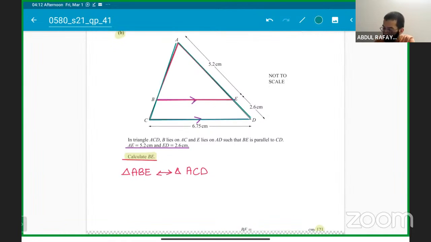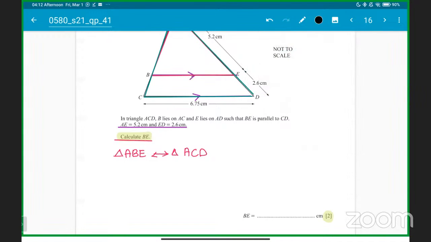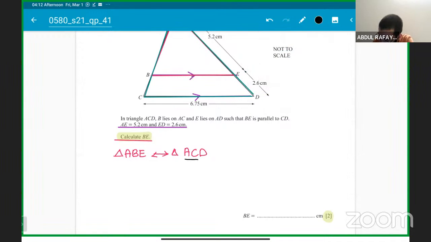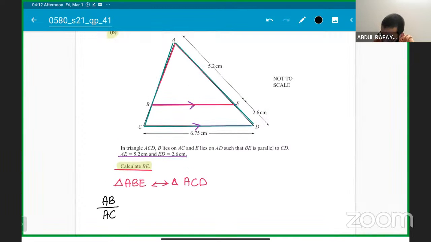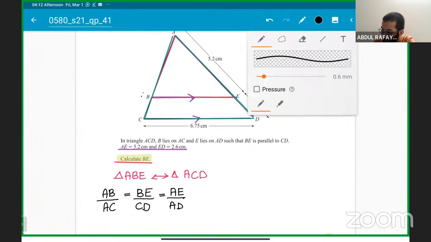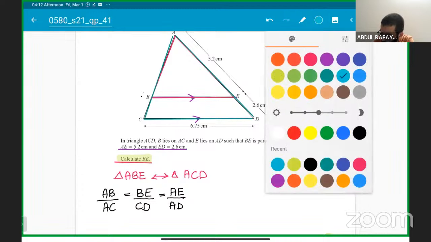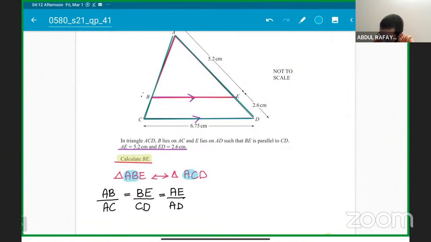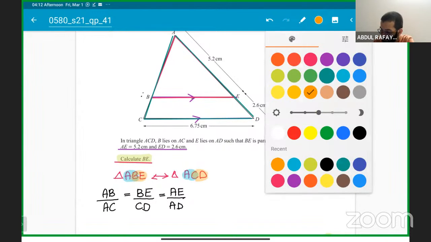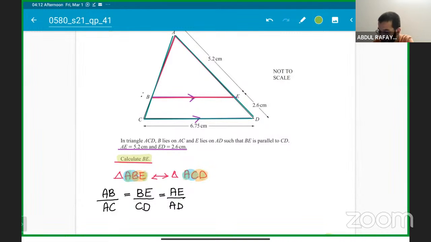Any question, guys? When we say that they are similar, understand that the measurement will correspond. So AB will correspond to AC. AB divided by AC will have the same ratio as BE divided by CD, and the same ratio as AE divided by AD. How do I write this down? It's very simple. Follow in the highlighter: AB over AC equals BE over CD, and then AE over AD. Getting it, guys? Clear?